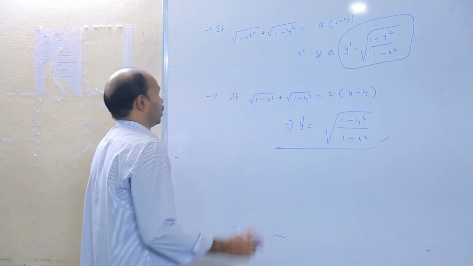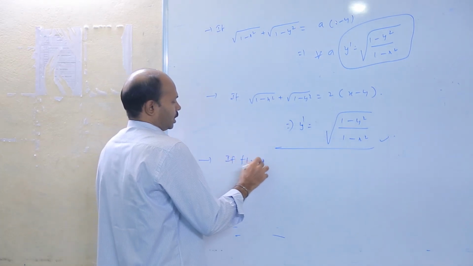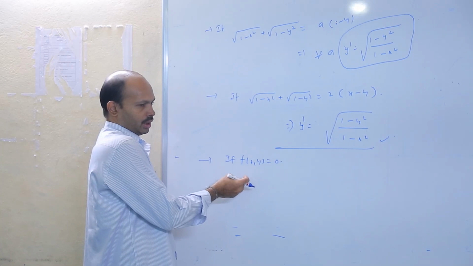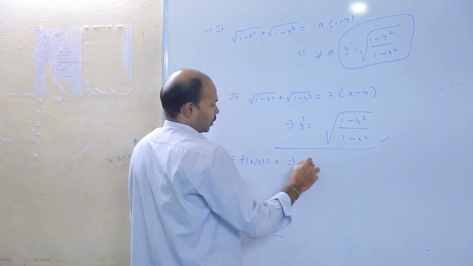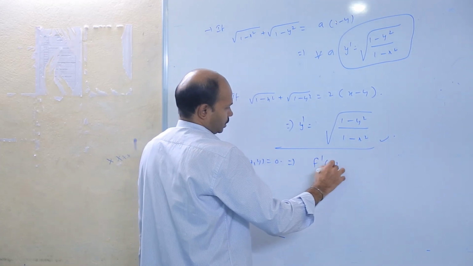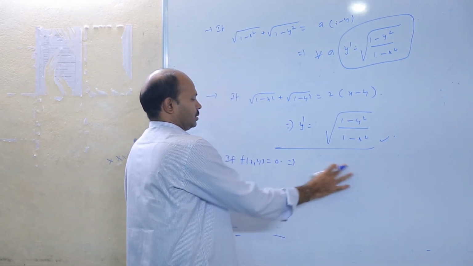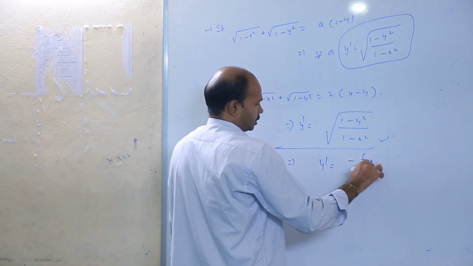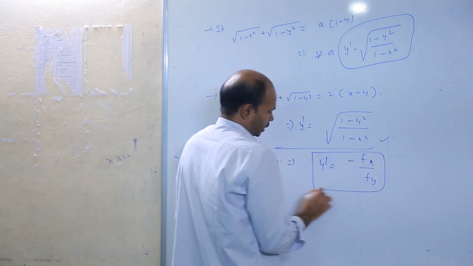And you have one more formula next. If f of x comma y is equal to 0, note that this is the symbol of any relation of x and y being 0, then the formula of y dash is equal to minus fx by fy. See what is on the right hand side?